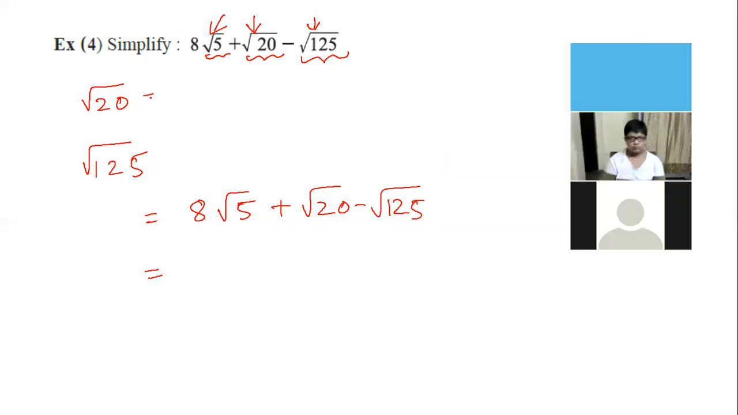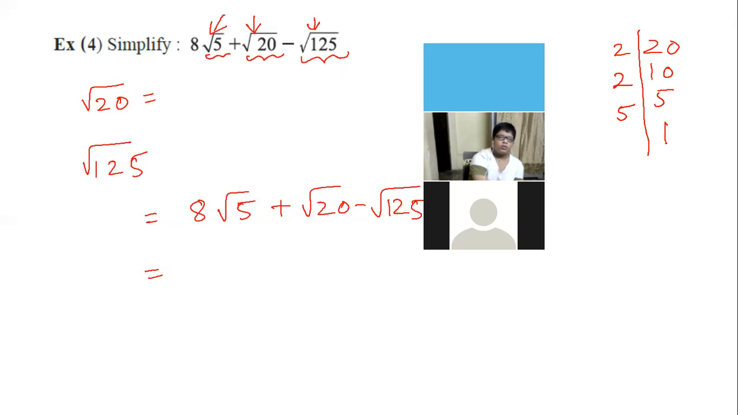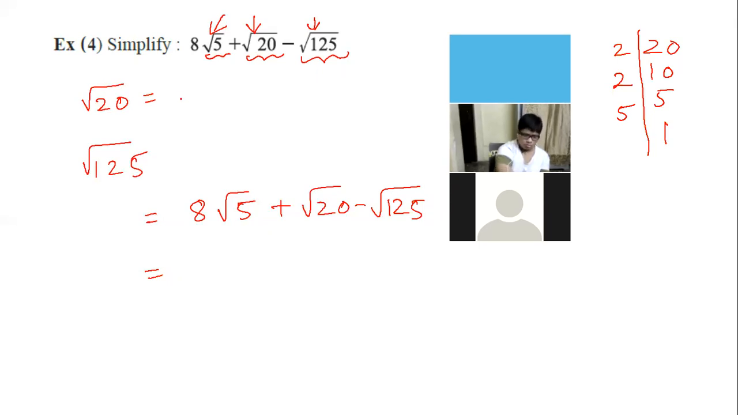So first you write 20 in the simplest form. So can you tell me what are the prime factors? 2 tens are 20, 10 is 2 fives, 5. Correct? So what will be the simplest form looking at the prime factors? Can you tell me? 2 root 5. Correct, 2 root 5.